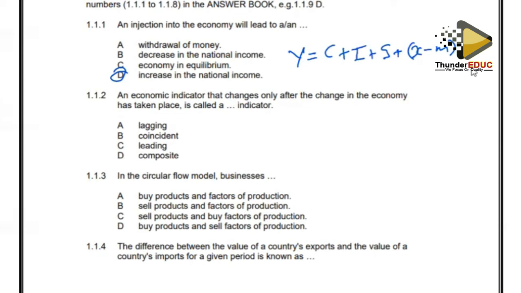Okay, right. So now let's move on to the next question, which is 1.1.2. 1.1.2 reads as follows: an economic indicator that changes only after the changes in the economy have taken place is called a dash.